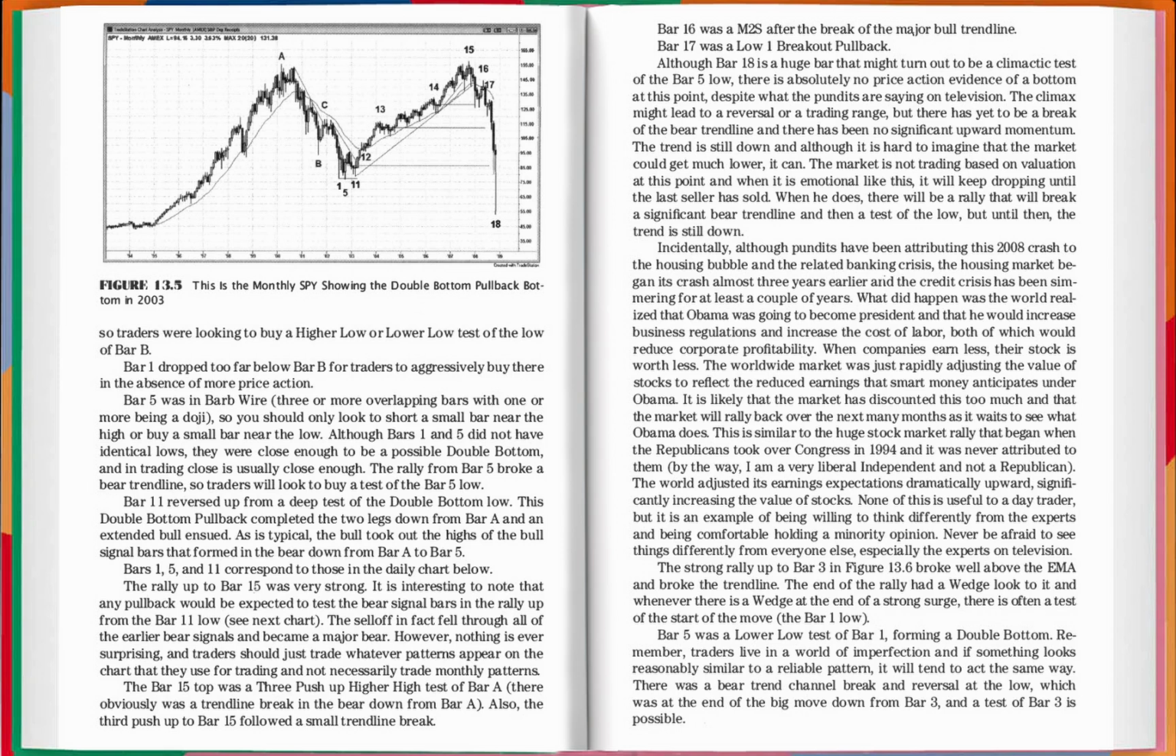The bar 15 top was a 3 push-up higher high test of bar A. There obviously was a trend line break in the bear down from bar A. Also, the 3rd push-up to bar 15 followed a small trendline break. Bar 16 was an M2S after the break of the major bull trendline. Bar 17 was a low 1 breakout pullback.